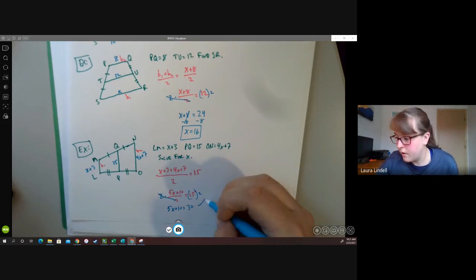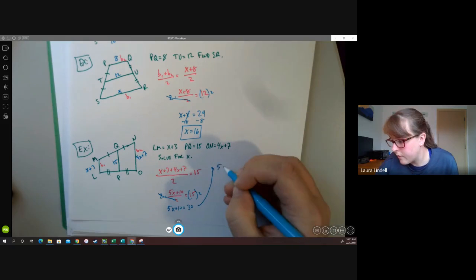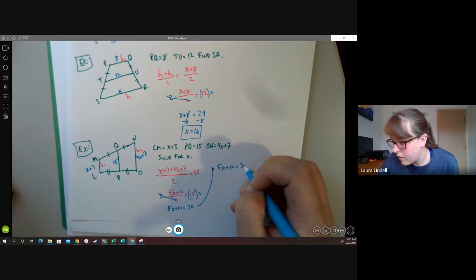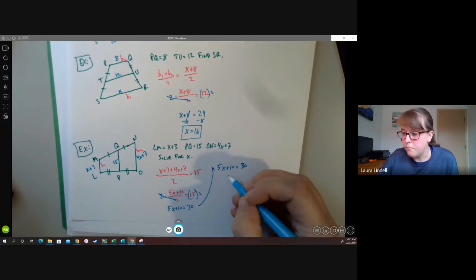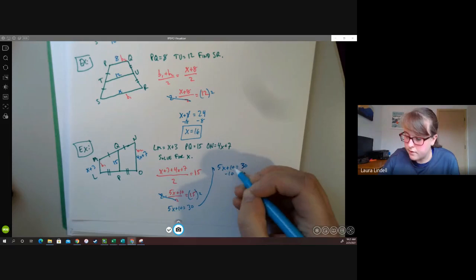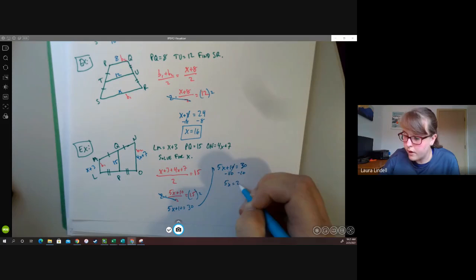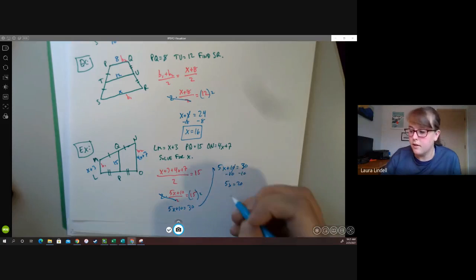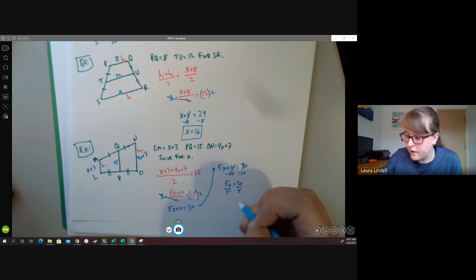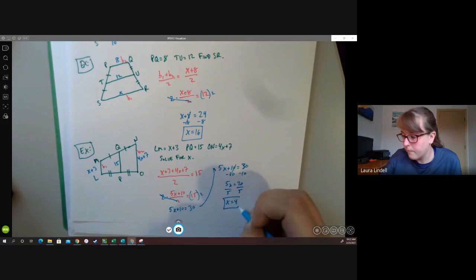I'm going to move it up here so we have a little more room. Minus 10 on both sides. We get 5x equals 20. Divide by 5 on both sides, we get x equals 4.